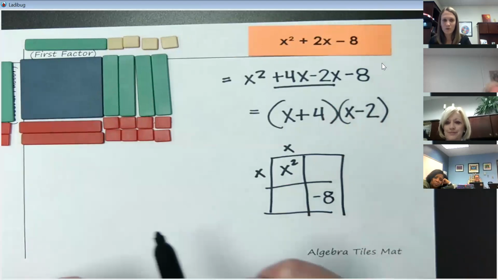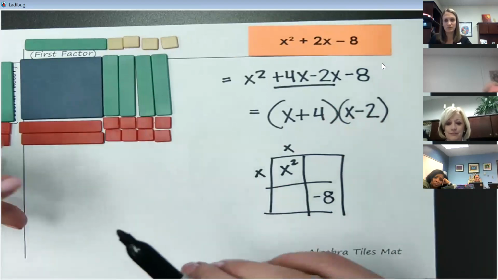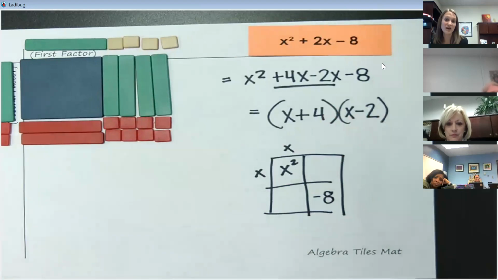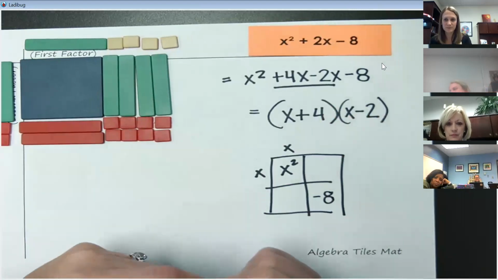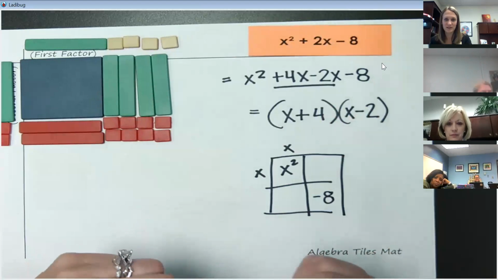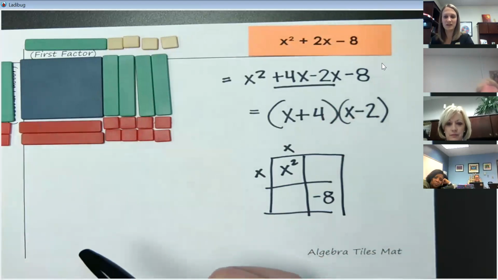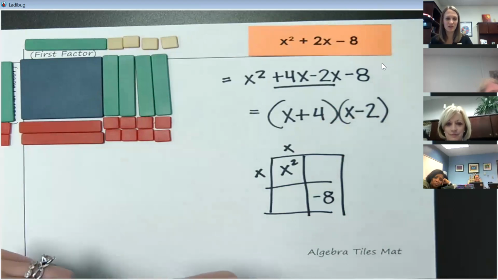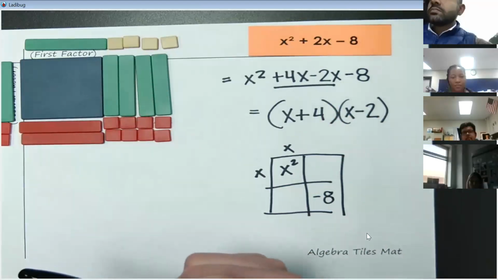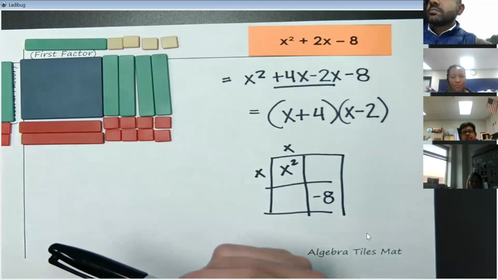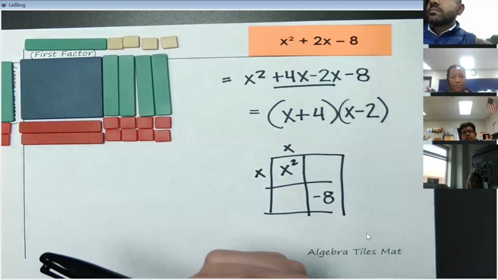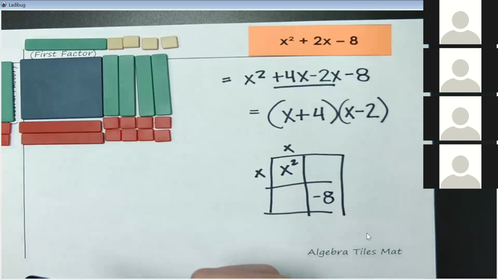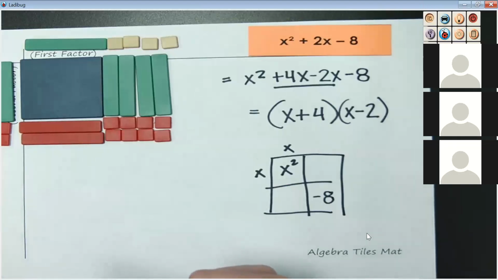All right? Questions for me kind of on the process of the reversing using the algebra tiles? You're all quiet today. I'm not hearing any voices. If anyone's trying to talk but you can't hear me, feel free to text it also if I'm not responding.